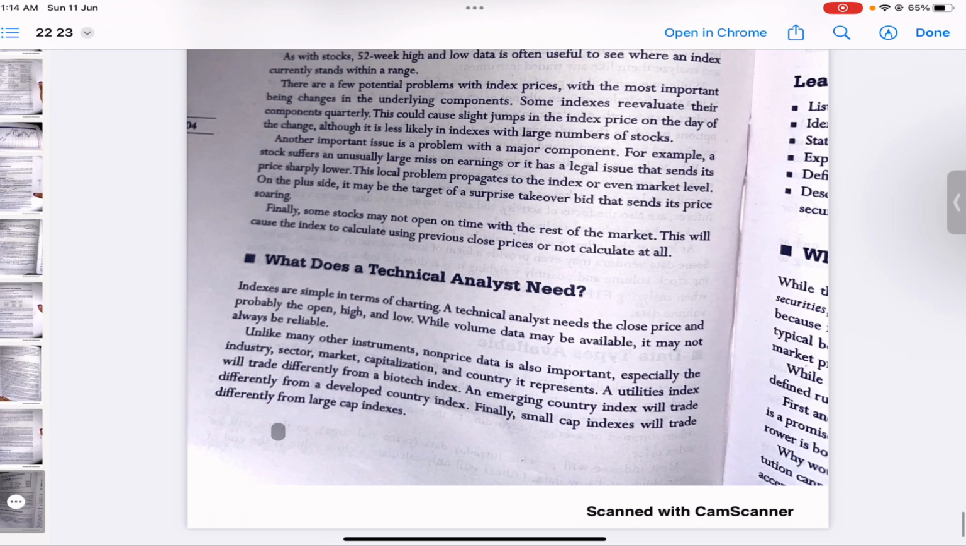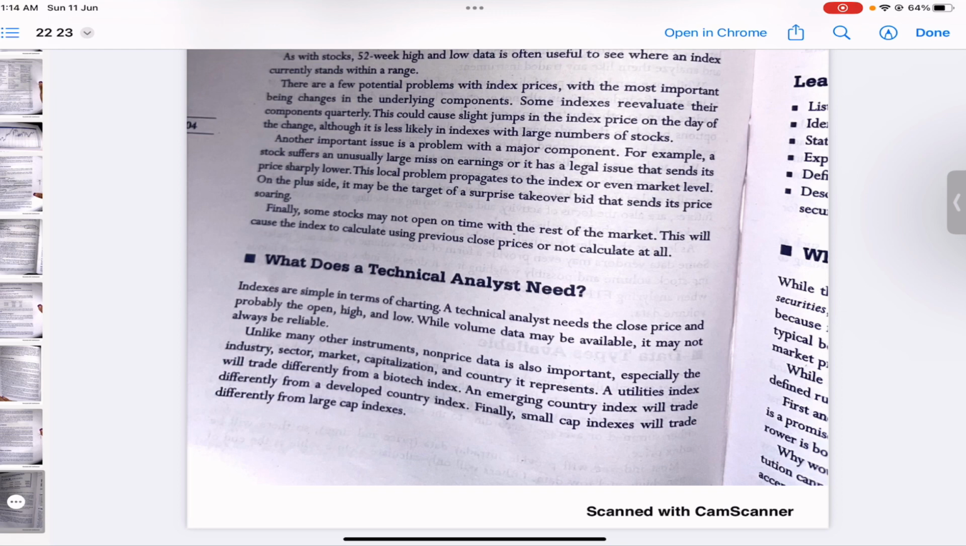So what does a technical analyst need? Indexes are simple in terms of charting. A technical analyst needs the closing price and probably the open, high and low. While volume may be available, it may not always be reliable. Unlike many other instruments, non-price data is also important, especially the industry sector, market cap and country it represents. A utilities index will trade differently from a biotech index. An emerging country index will trade differently from a developed country index. Finally, small cap indexes will trade differently from large cap indexes.